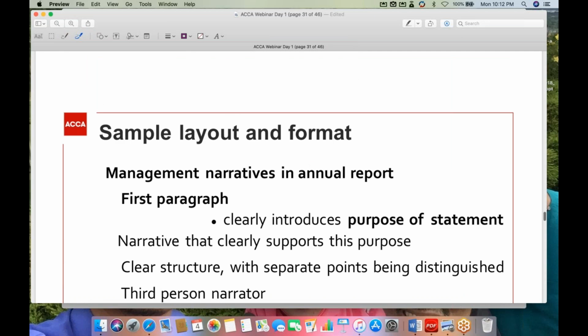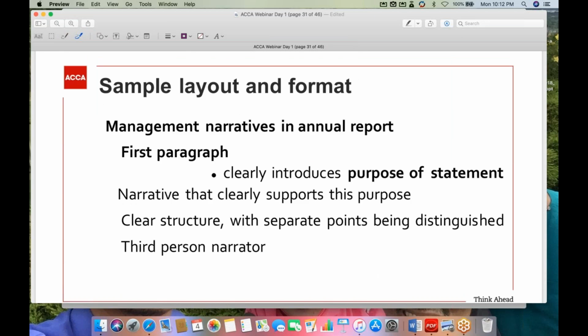Sometimes you may find that you need to do some management narratives in annual reports. Usually, perhaps preparing chairman statements. You may have corporate governance statements. Sometimes you might have environmental statements, things like that, right? So you have to clearly introduce the purpose of that particular statement.